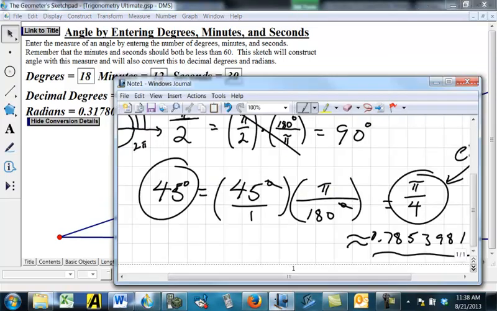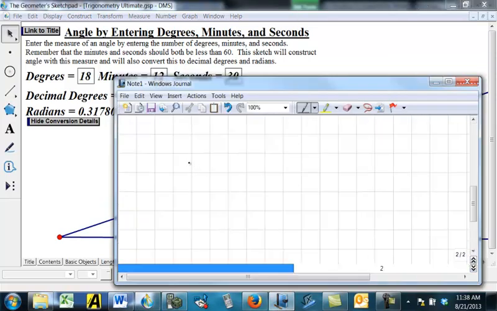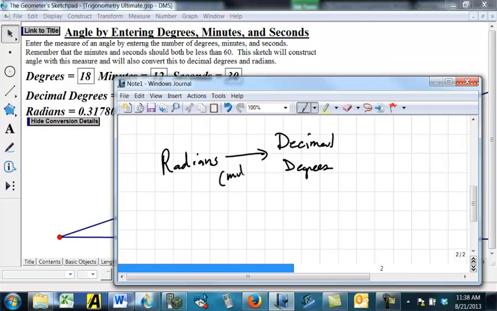So, we saw that if we start with radians, we can go from there to decimal degrees, and to do that we multiply by 180 degrees over pi, which is just multiplying by 1. If we had decimal degrees, we can go to radians, and there you multiply by the reciprocal, pi over 180 degrees.